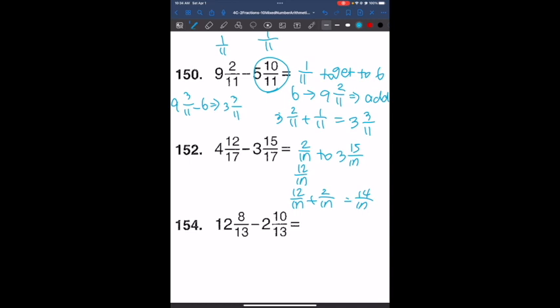Now another way to think of this is 3 and 15 over 17 is 2 over 17 less than 4. And so we're going to add it to both sides. And so it's going to be 4 and 14 over 17 minus 4, which is going to be 14 over 17. Again, same answer.